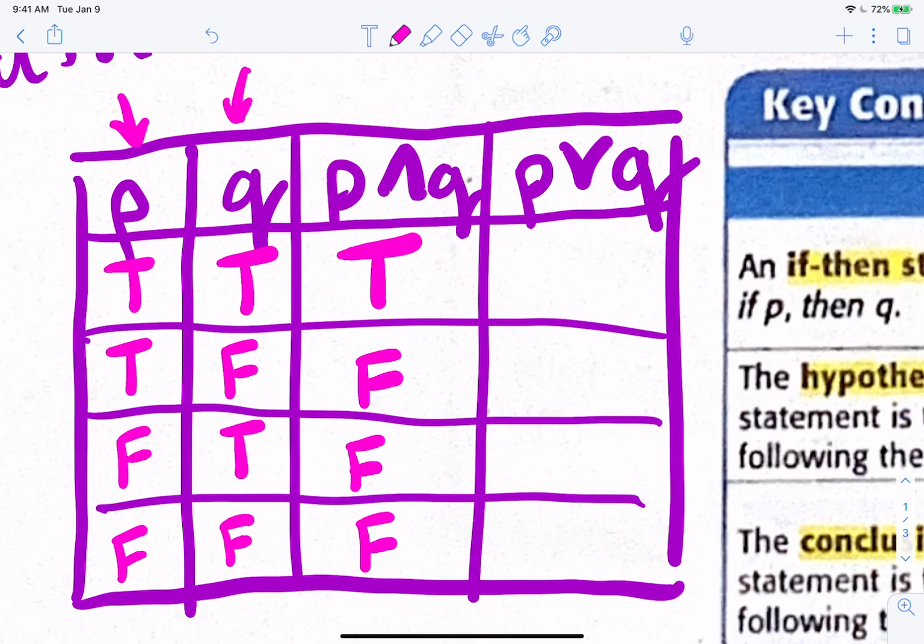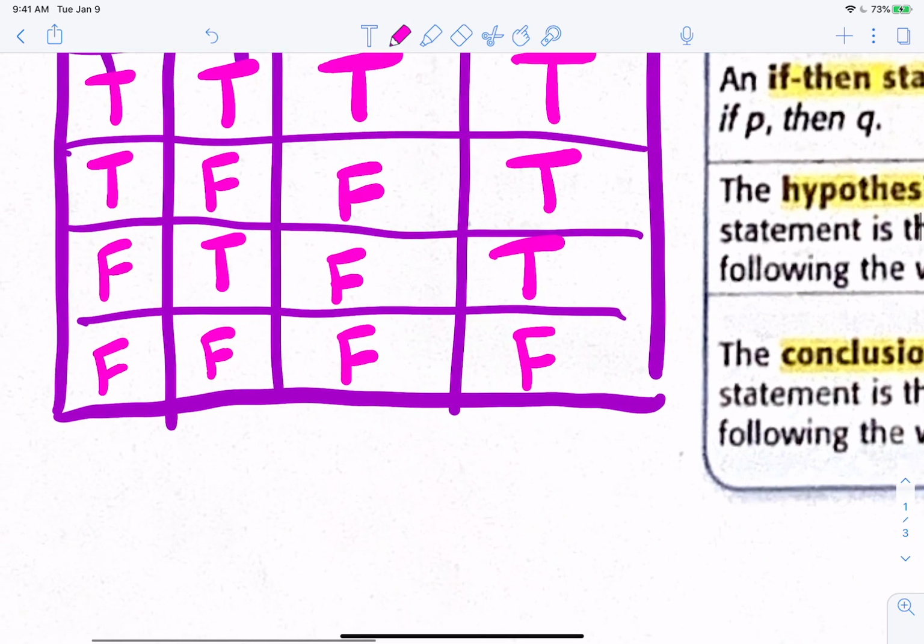So if I'm looking at this, is P or Q true? Yes. They both are, so it's double true, right? The next one, is P or Q true? Yes, it would be true because one or the other has to be true. Is P or Q true in the 3rd one? Yes. True. For the last one, is P or Q true? No. They are both false, so that one is false.